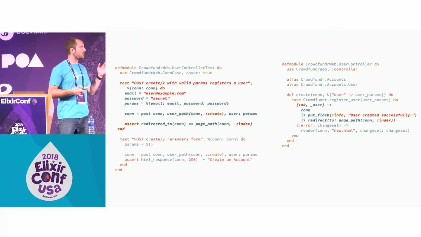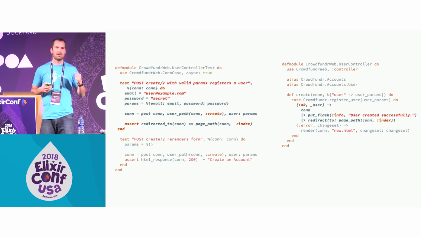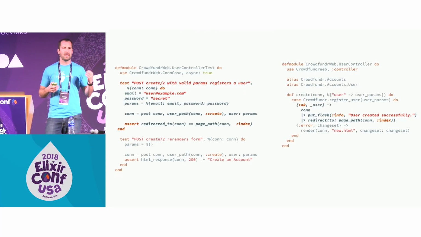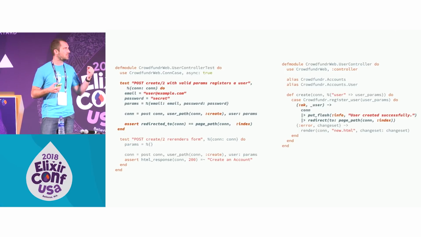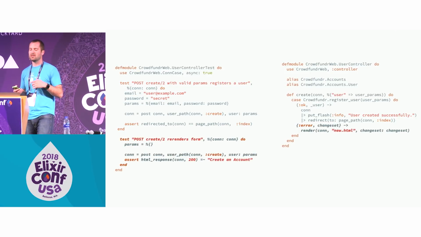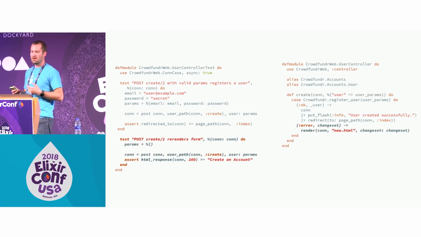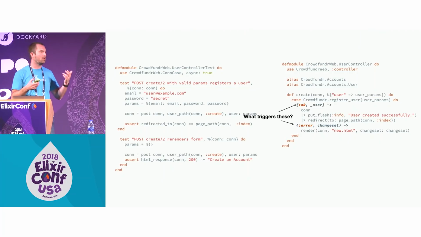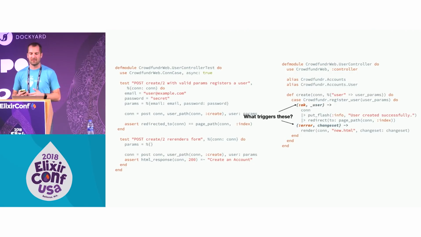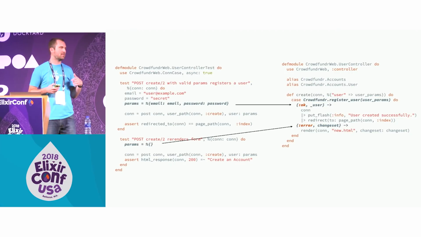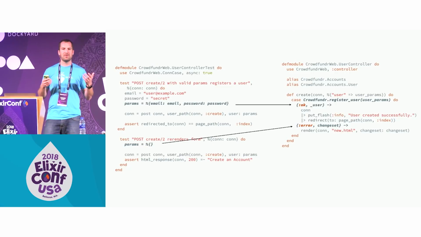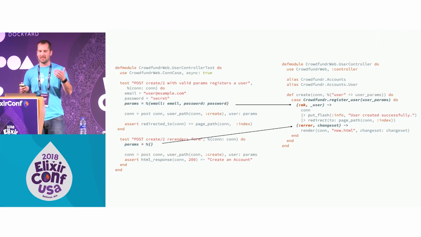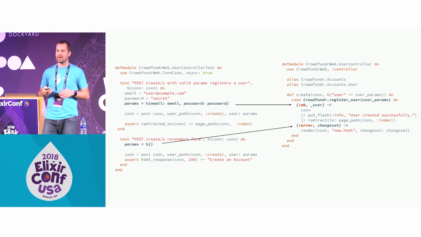Next up, let's look at what these tests are actually testing. The first one is covering what happens when user registration succeeds, and the second one is what happens when it fails. But what triggers these responses? What triggers these code paths that we're actually testing in our controller test? Well, right now, it's the parameters that you're sending in. And we happen to know the magic parameters that are needed to get these values to come back.